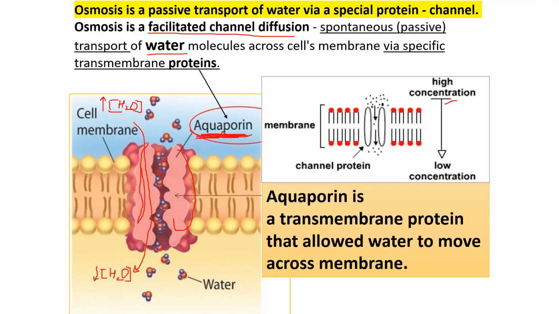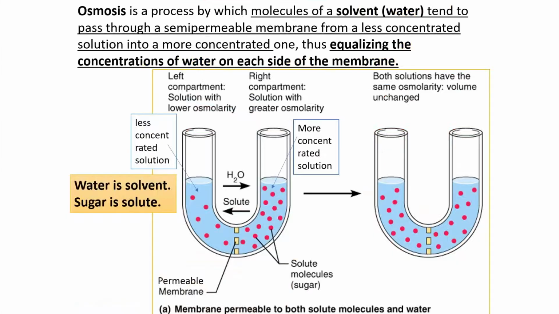In here it shows that outside of the cell, we have a high concentration of the water, and inside of the cell, we have a low concentration of the water. So water will move inside through these specialized transmembrane channels, aquaporins. Osmosis is a process by which molecules of water, which is the solvent, tend to pass through the semi-permeable membrane from a less concentrated solution into the more concentrated solution until equalization, or balance, is achieved.